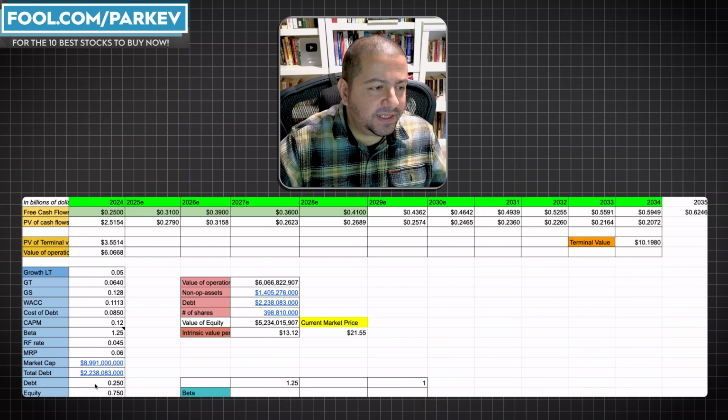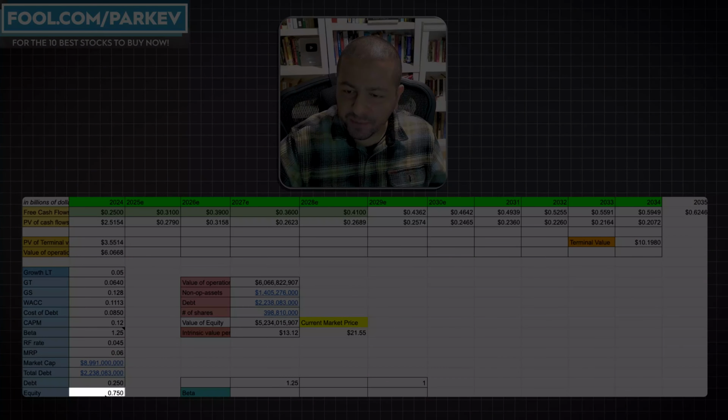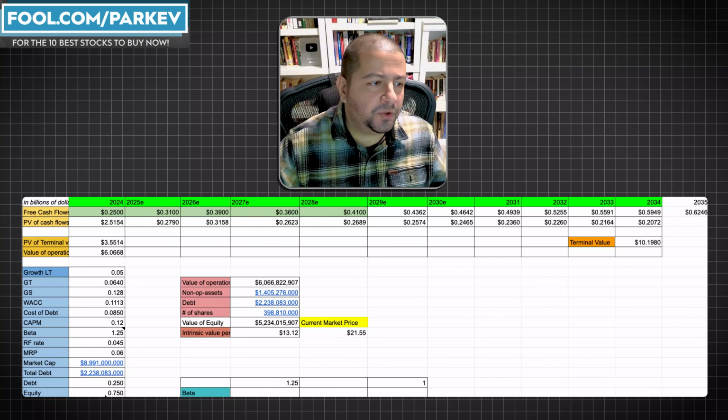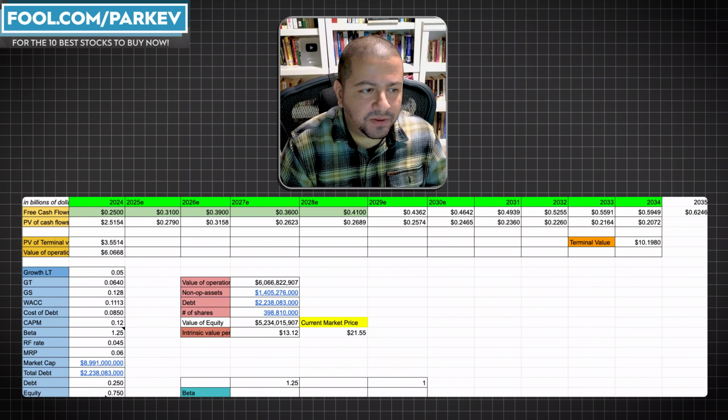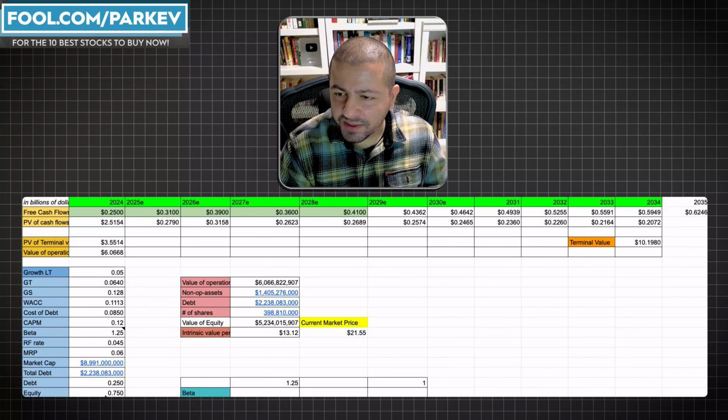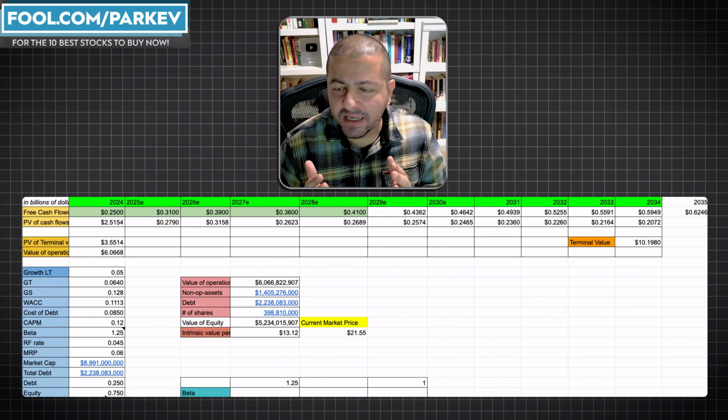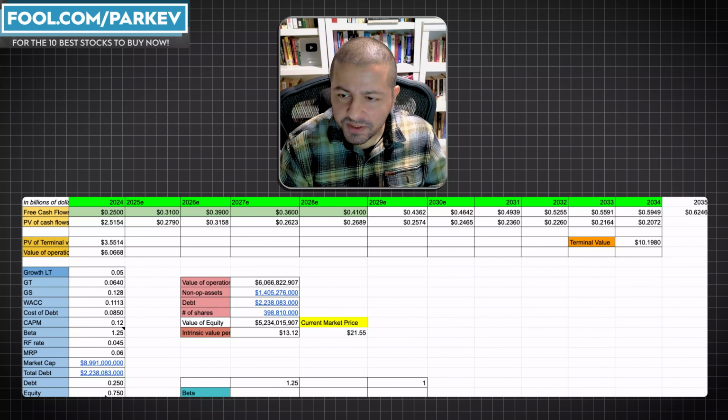And so I assigned it a target capital structure of 25% debt and 75% equity. So utilizing all of those inputs and using the capital asset pricing model and the weighted average cost of capital, I came to the conclusion that the company's weighted average cost of capital is 11.13%. Now, as you've seen so far, there are several estimates and assumptions I've already used to come to these conclusions.